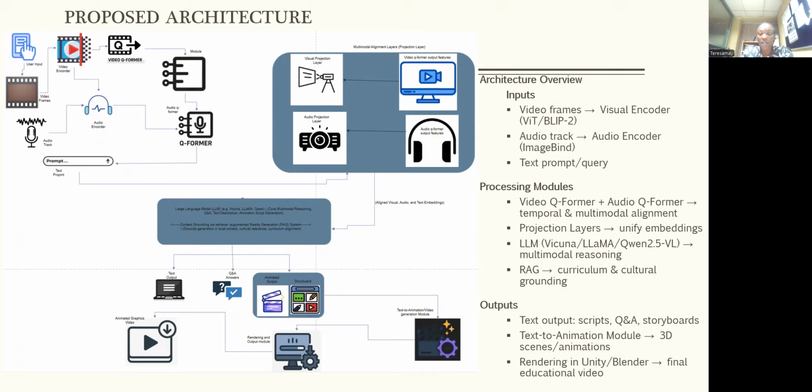Then from mPLUG-Owl, we use modular vision abstraction. Instead of processing raw pixels only, we extract high-level visual concepts, such as market scenes, maybe washing hands, things like that, which the large language model then uses to build curriculum-aligned stories.